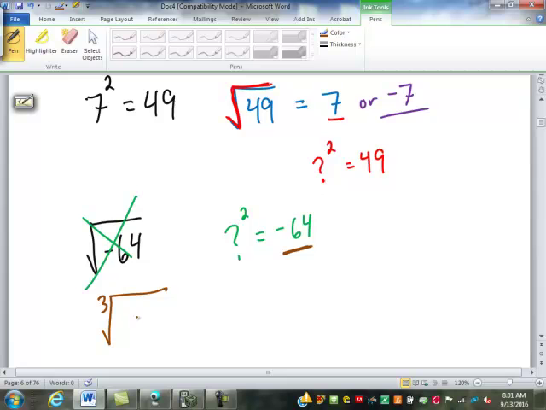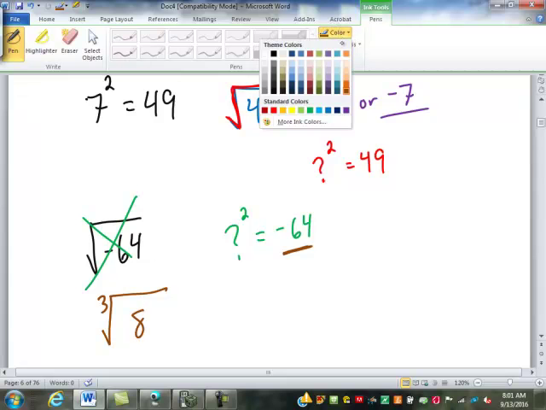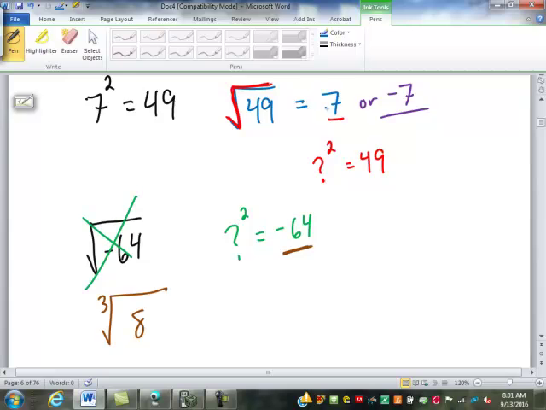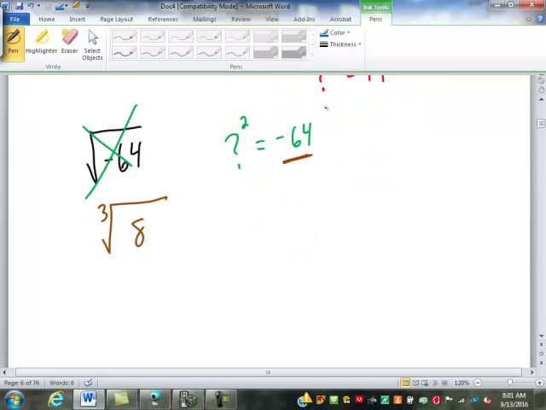What's that symbol mean? Cubed root. That is now saying, rather than square root, it's saying cubed root. It's asking us what number to the power of 3 was 8. It was a 2. 2 to the third power is 8.